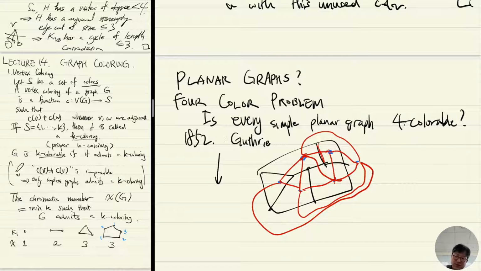Francis Guthrie was not able to find any counterexample, so he asked his brother, Frederick Guthrie, and then that brother passed that question to his professor. He was taking lectures at University College London, and the professor's name is De Morgan. Everybody may be familiar with De Morgan's law, and he liked the problem.